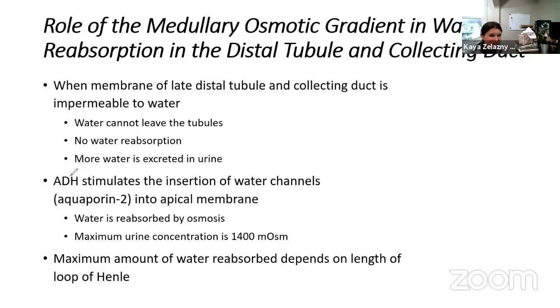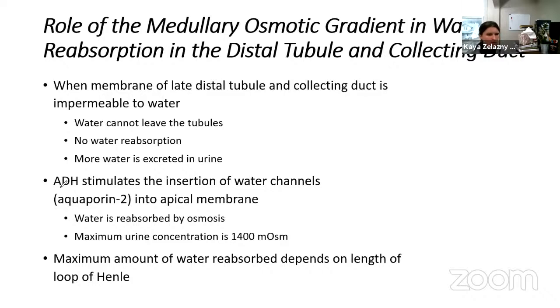The way we get aquaporin 2 into the membrane and make those membranes permeable to water is through this hormone, ADH. What ADH does is it creates an impetus for the cell to insert these water channels, the aquaporin 2, into the apical membrane. And when they are present, water is going to be able to be reabsorbed by osmosis because it's going to be able to cross both membranes, both the apical and the basolateral.